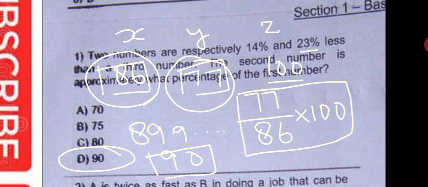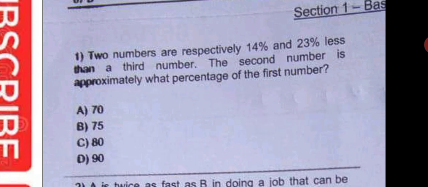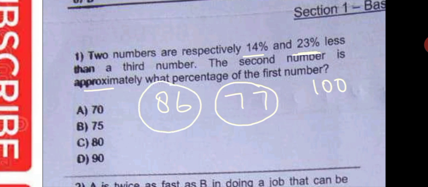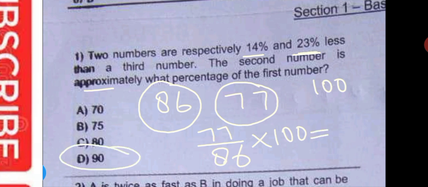I will repeat. We are told that two numbers are 14% and 23% less than the third number. I assume the third number is 100, then the first number would be 100 minus 14, that is 86, and the second number would be 100 minus 23, that is 77. The question tells us the second number is approximately what percentage of the first number. So we divide 77 by 86 and multiply it by 100 to get the percentage. When solving, we get the approximate answer is 90.